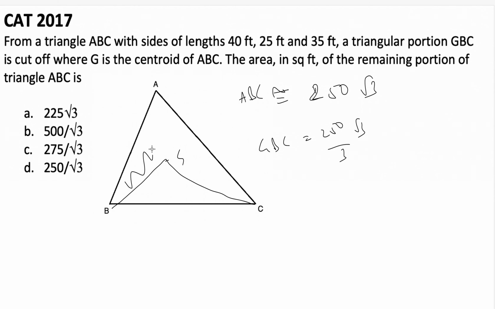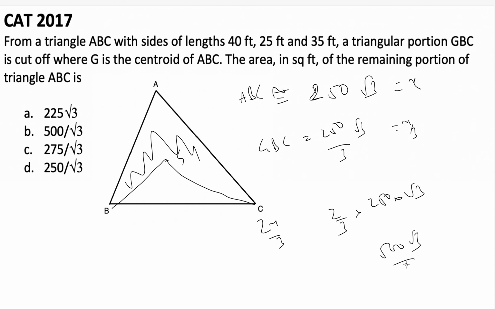What is the leftover area? Subtract both of these. So this is, let's say, x, this is x by 3. What is left over? 2x by 3. Okay, so the answer is 2 by 3 into 250 into root 3. So you get 500 root 3 by 3, or you get 500 by root 3. So if my calculation is right, option B becomes the answer. So this question is very easy to calculate now.